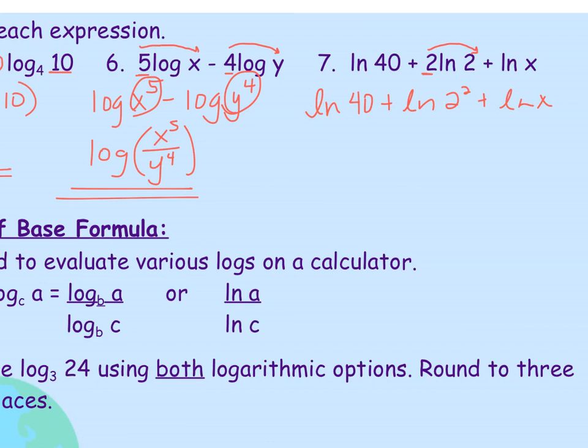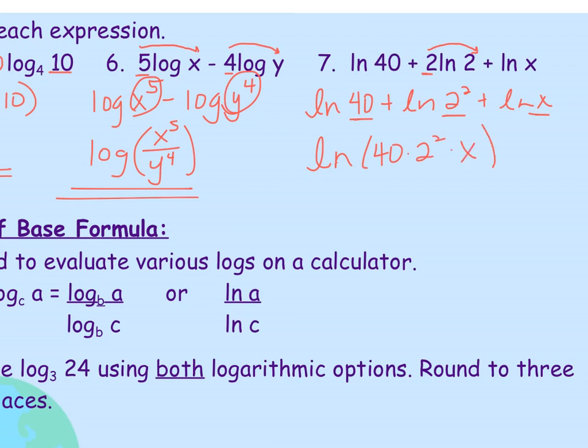Now notice we have two addition signs here. Anytime we have addition, that was the expanded form of the product property. That means we could take the 40, the 2 squared, and the x and write them as one big product, giving us just one ln. We'll have one ln of 40 times 2 squared times x.